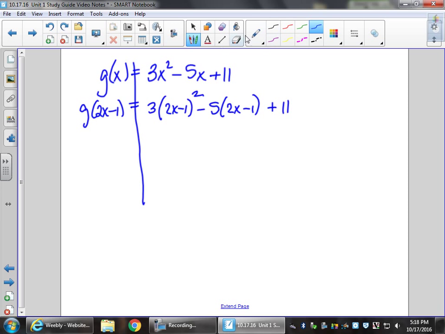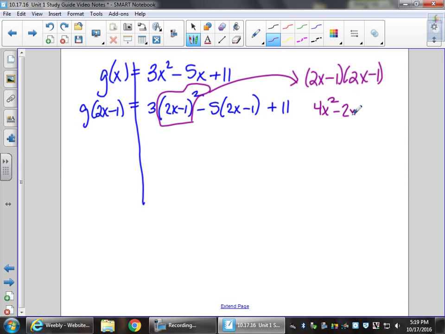Now this piece is one that we always recommend we do not do in the problem. So we're going to take this out and work on it. 2x minus 1 times 2x minus 1. Using our arrows, we get 4x squared minus 2x minus 2x plus 1. 4x squared minus 4x plus 1.